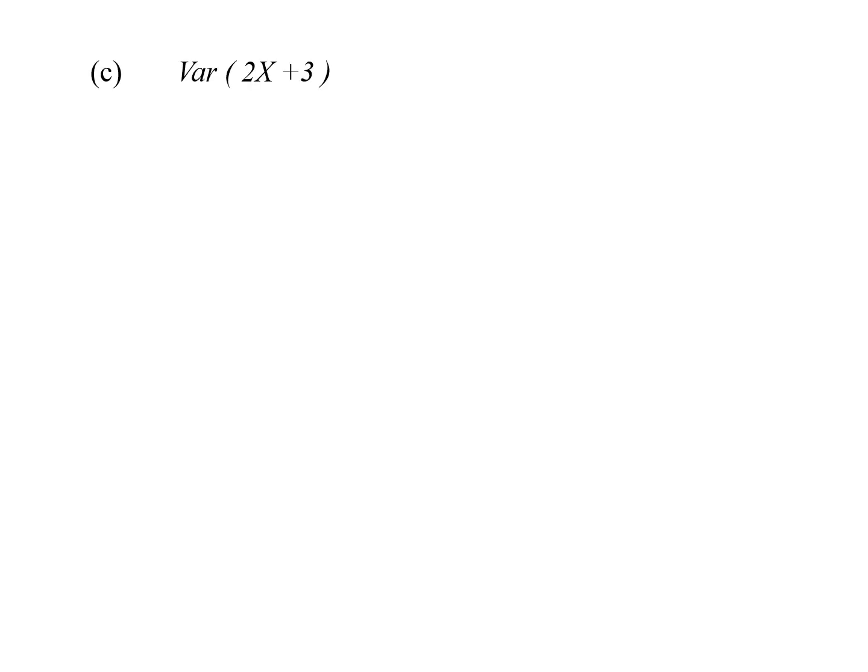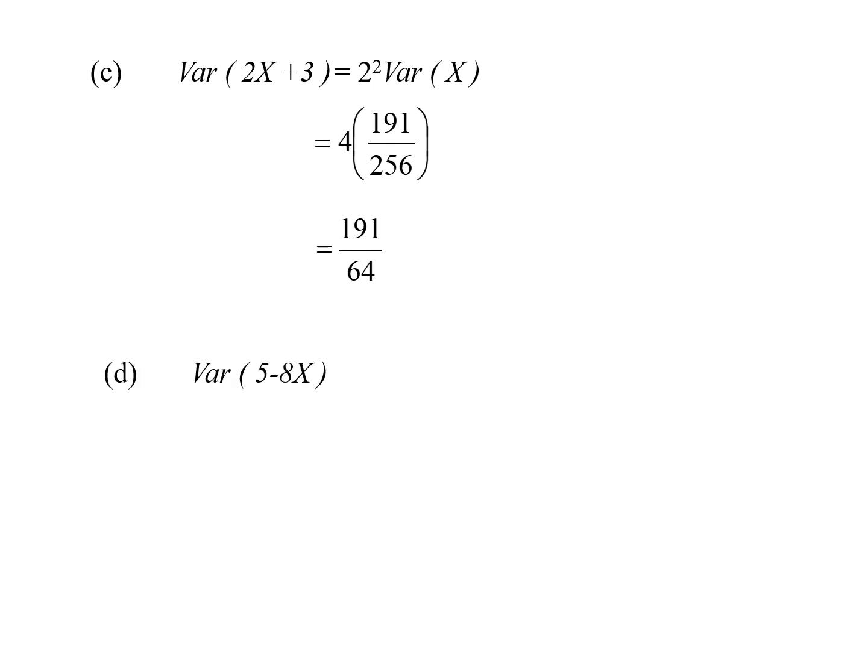Okay, next is to find the variance of 2X plus 3. Using the properties of the variance, we will get it is equal to 2 squared Var(X). So 2 squared equals 4 times Var(X), which is 191 over 256. The answer is 191 over 64.